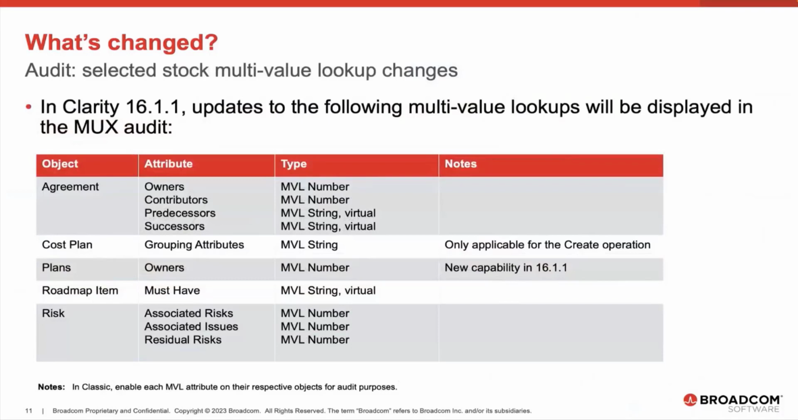Again, in Classic, you must audit enable each multi-value lookup attribute on their respective objects first. With that in place, end user updates to agreement owners, contributors, predecessors, successors, or roadmap items must-have values will be displayed in the Classic Global Audit area, a new audit module where appropriate, and in the audit tile under Modern UX Administration.